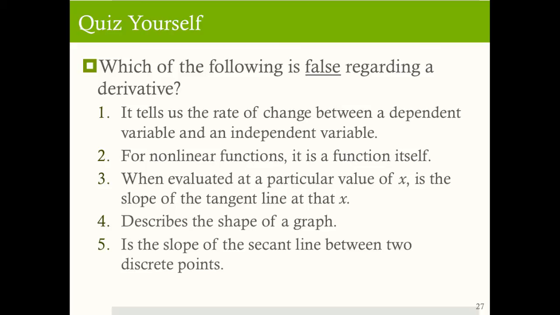And the answer is 5. Everything else is true regarding a derivative. It's the rate of change between y and x. For nonlinear functions, the derivative is a function itself. When we evaluate the derivative at a particular value of x, it's the slope of the tangent line at x. And because a derivative is just a slope, of course it describes the shape of a graph. The thing that's false is that it's the slope of the secant line between two discrete points.